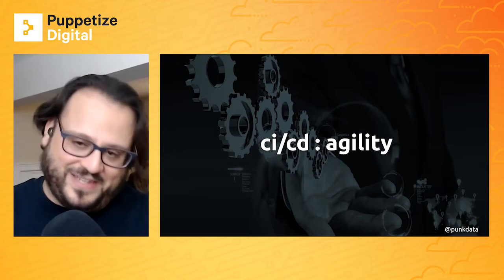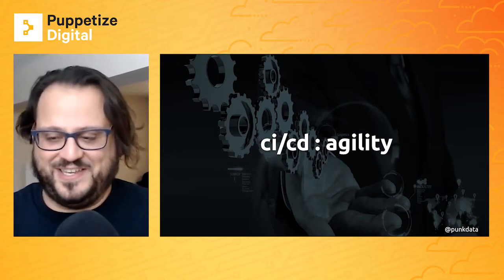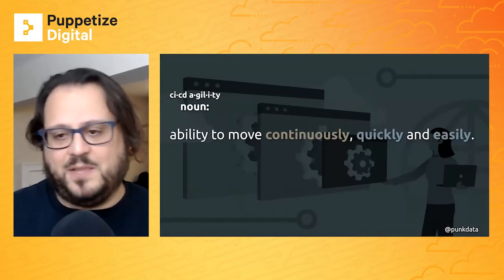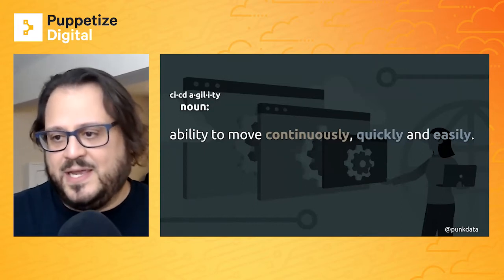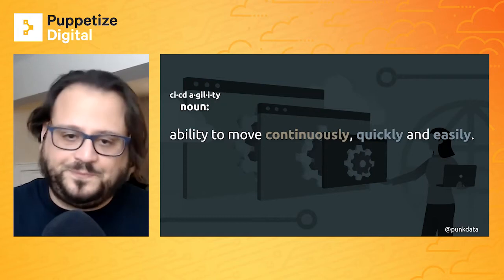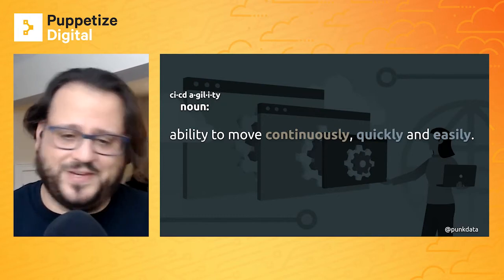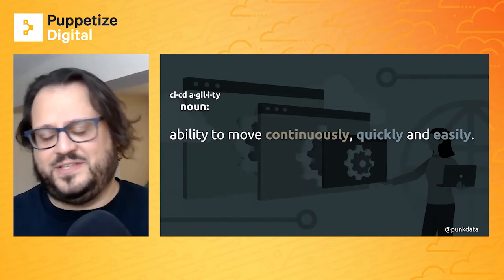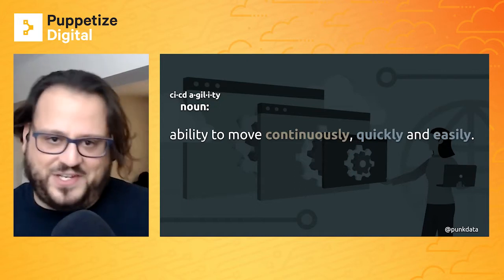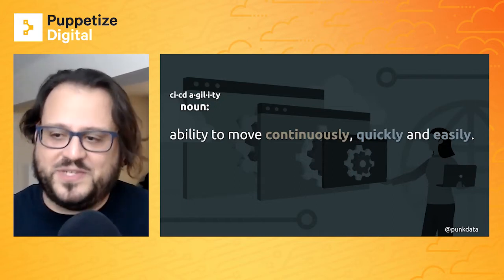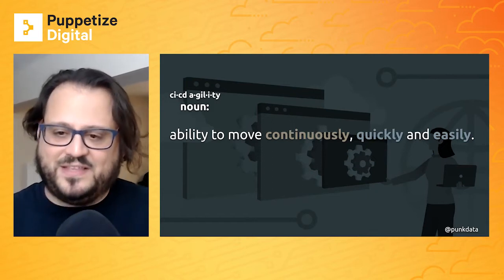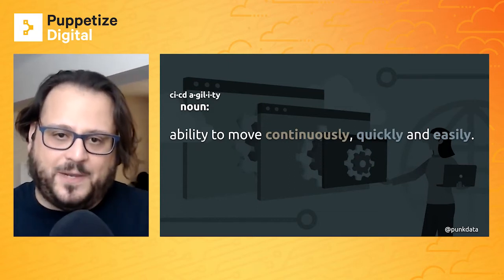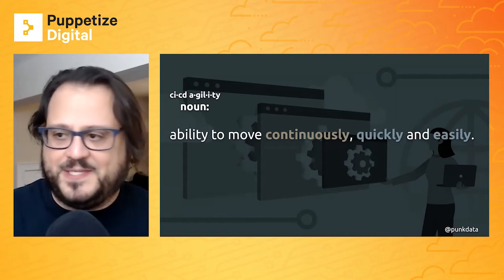I just smashed two words together, CI/CD and agility, and came up with my own definition to define what it is that we're doing today as developers and as operators within the tech space and within our work processes as well. It's nothing new, right? But I did add the word continuously to the definition this time. So my definition of CI/CD agility is the ability to move continuously, quickly, and easily. And I think that's a nice definition of how we actually operate, and it describes agility in the sense that we know it in the DevOps space.